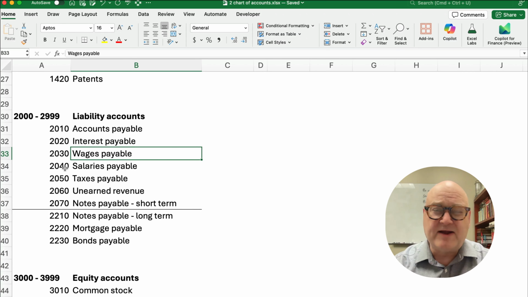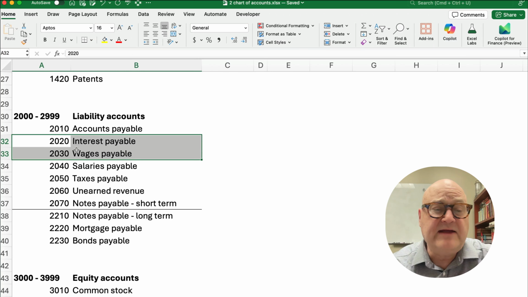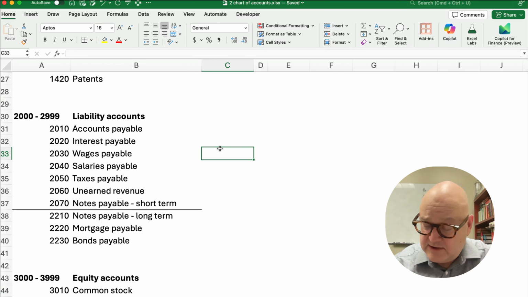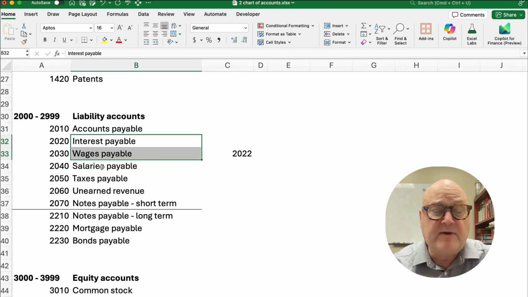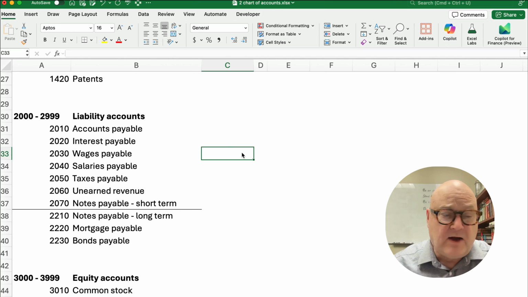It's like you're starting a file system. Essentially, a chart of accounts is a way to file all the transactions. And so what you do is you have some gaps, so you can easily add an account, 2022, and it would go in between interest payable and wages payable. All right, let's keep going.